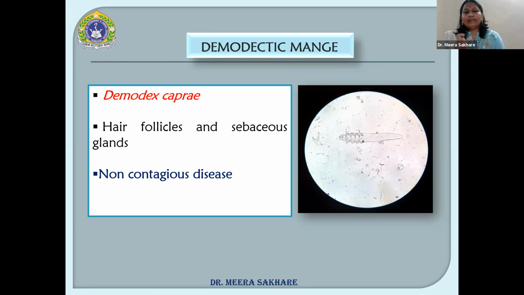Typically, these are burrowing mites. They reside in the hair follicle and sebaceous gland. All other mange mites like sarcoptic or psoroptic invade the epidermis, while this demodectic mite invades deeply into the hair follicle or the sebaceous gland. That's why these cases are not transferred from one animal to another.